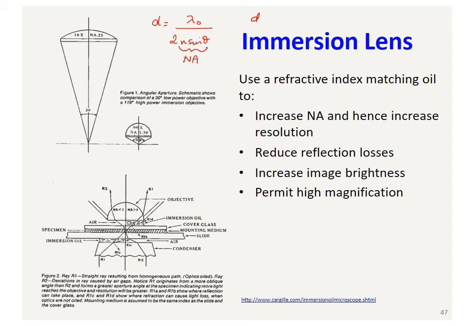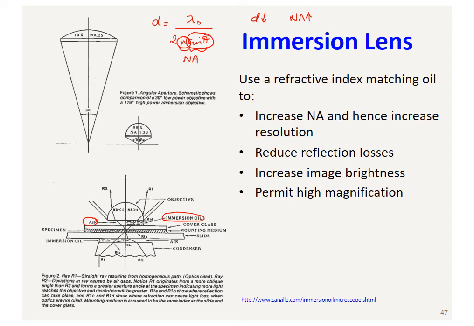If we want d to go down, so we want to see small things that are closer and closer together and still resolve them, then we need the numerical aperture to go up. This is achieved in 2 ways. One is by increasing the refractive index of the medium in which the light is traveling. So we change the air to oil, increasing the refractive index. The other thing is to increase the angle of acceptance.